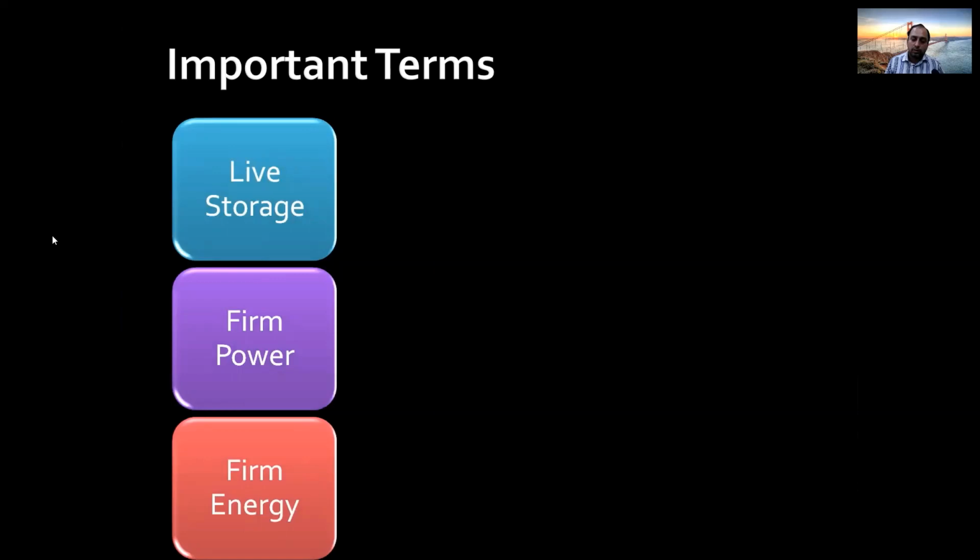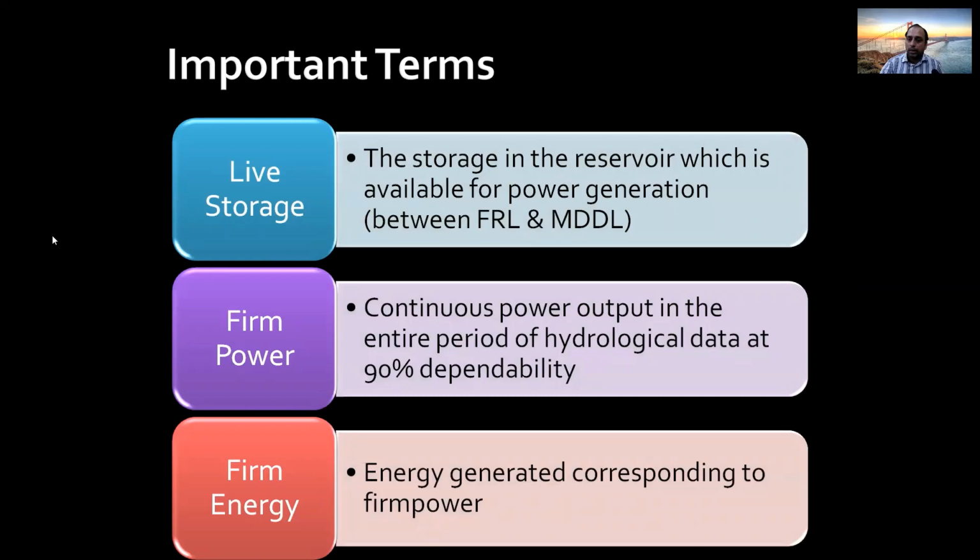Live storage, firm power, firm energy. Live storage is the storage in the reservoir which is available for power generation. In a reservoir we keep some provision for the silt to deposit. That is called dead storage. MDDL is something below which we never allow the water level to go. The level does not go above FRL, but we do go up to MWL. But yes, live storage will be the storage or water volume available between FRL and MDDL, because you can never go below MDDL and you will prefer not to go above FRL.